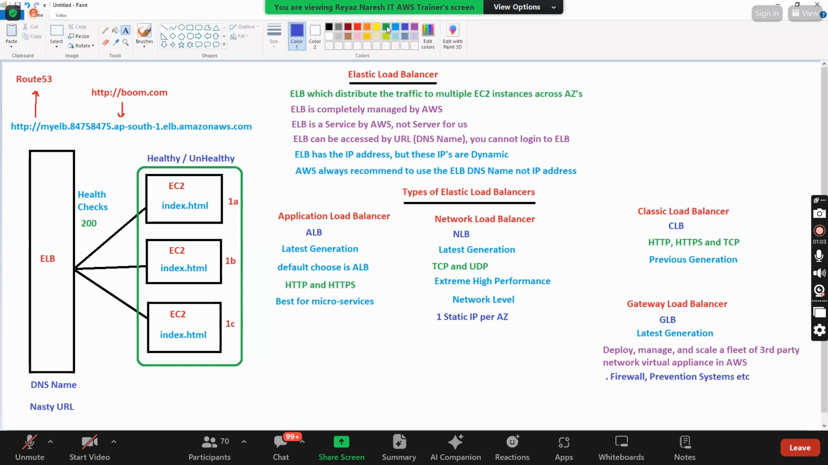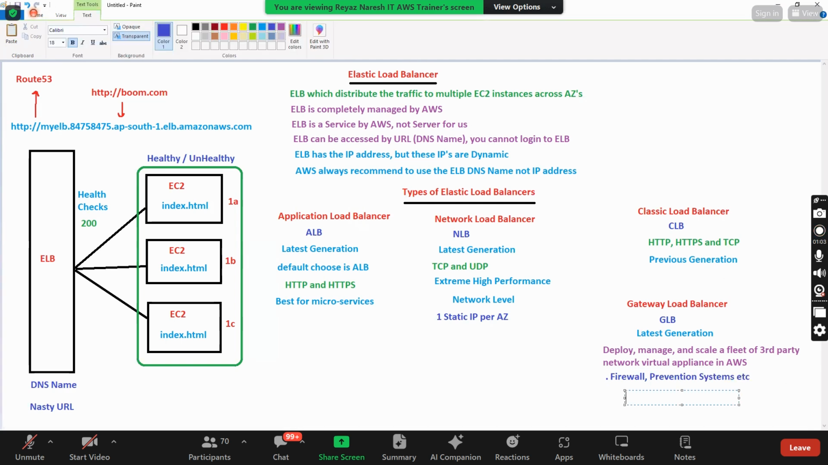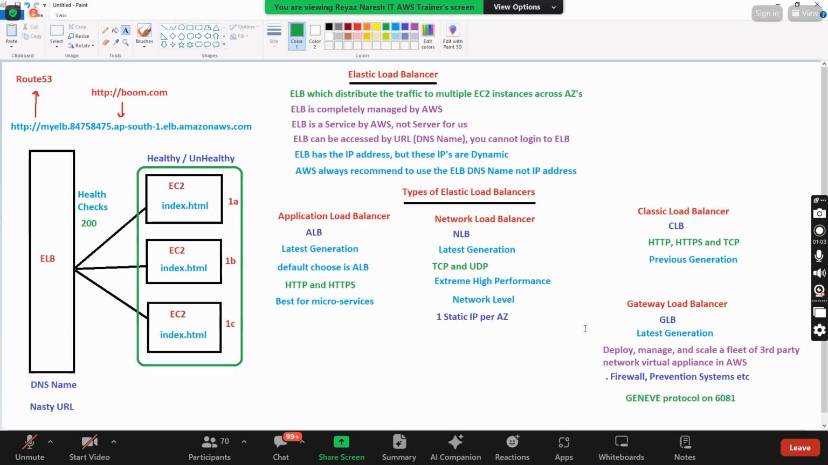And it uses a protocol called Geneve. What is it? Geneve protocol on port 6081. Guys, which protocol does gateway load balancer support? Geneve. Say that. Geneve protocol. What port number? 6081.